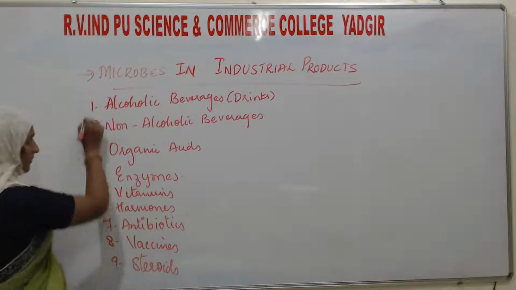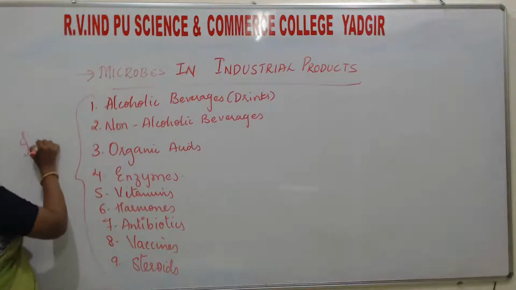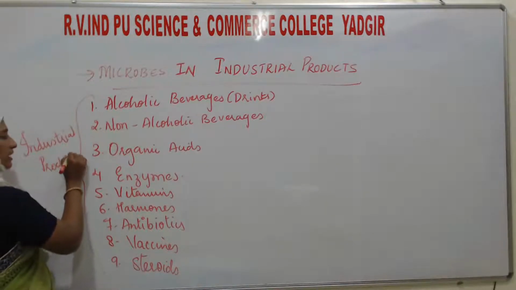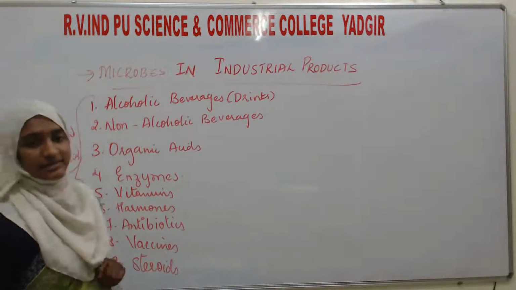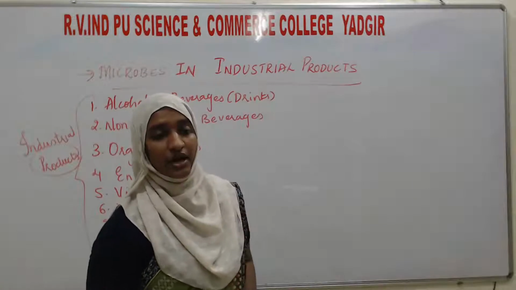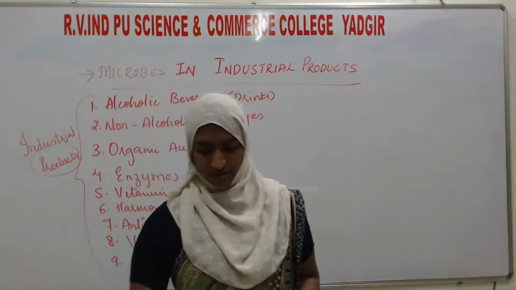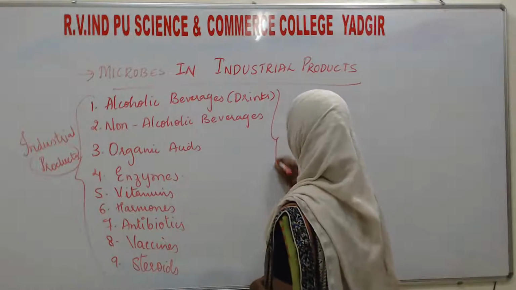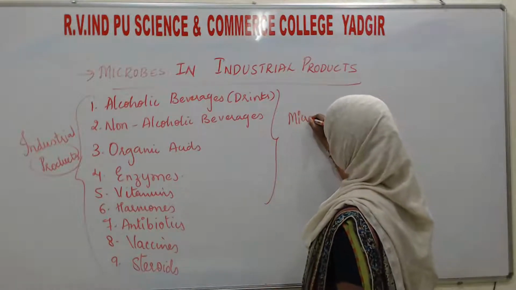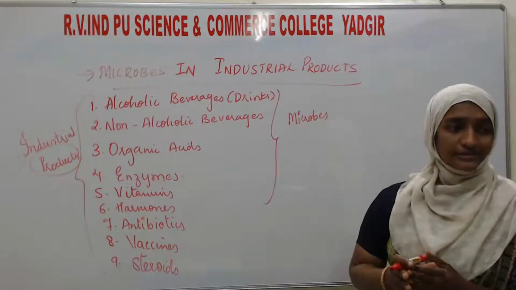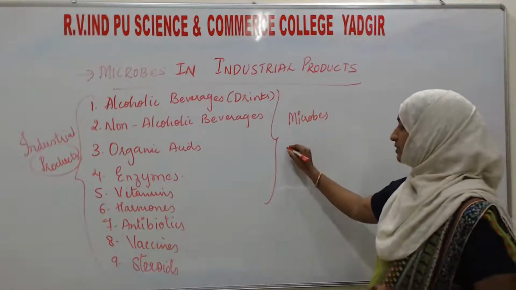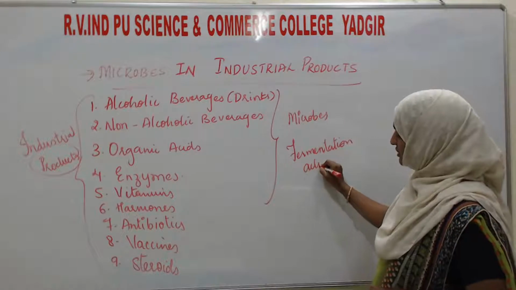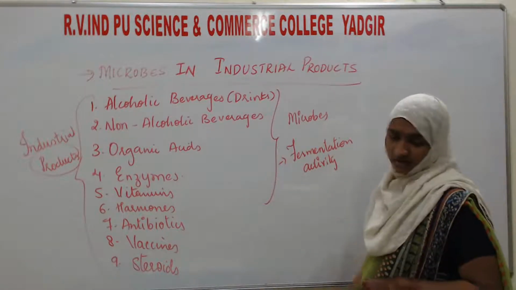So all these things we can conclude come under the industrial products, the products which are produced at the industrial level, or we can say on a very large scale. All of these products are produced by using the microbes. And in some of the products, the process used is known as fermentation activity. By fermentation activity, they are producing certain industrial products.